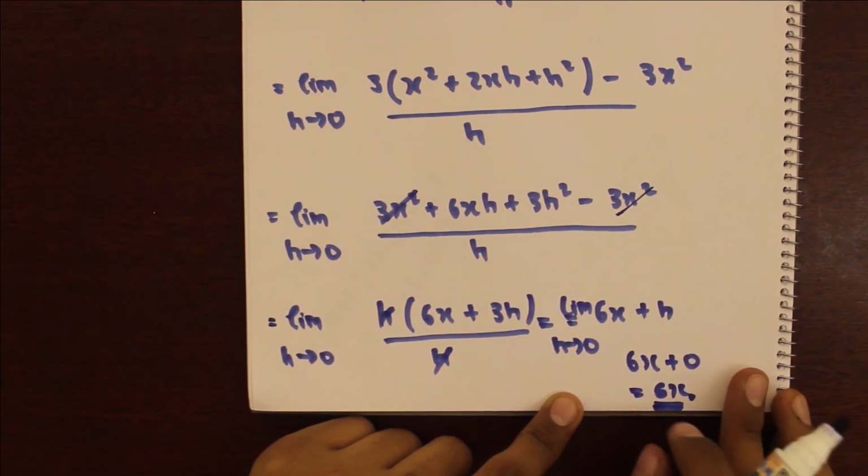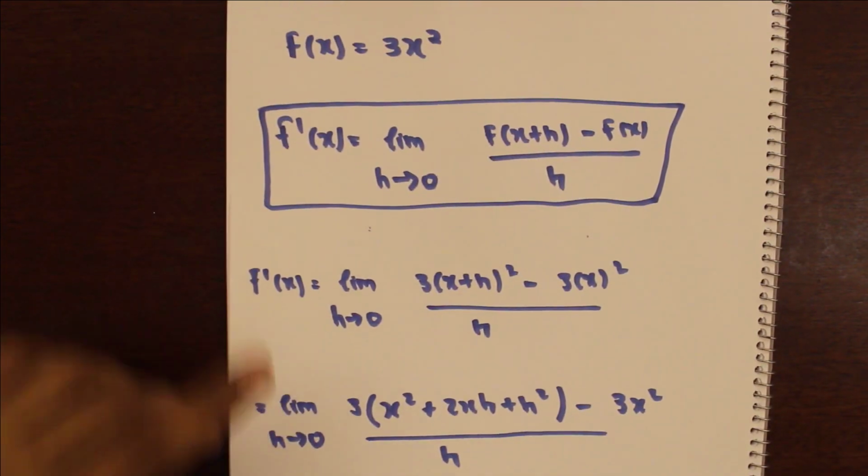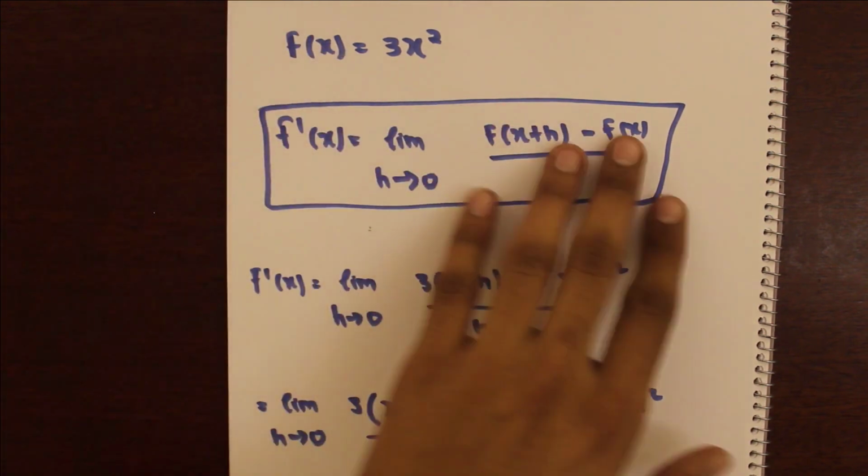Hence the derivative of 3x squared using first principles is 6x.